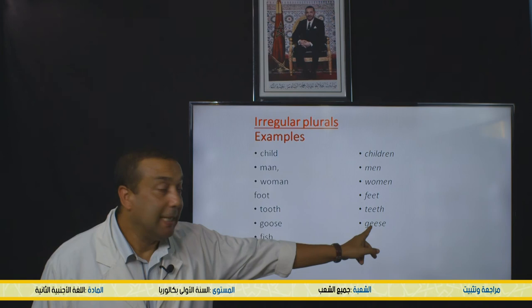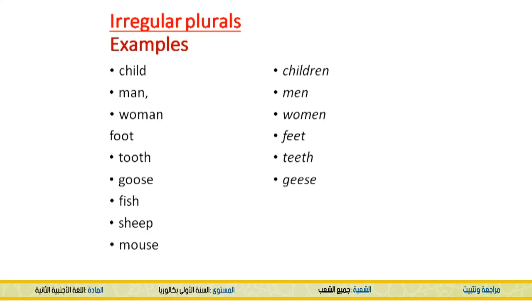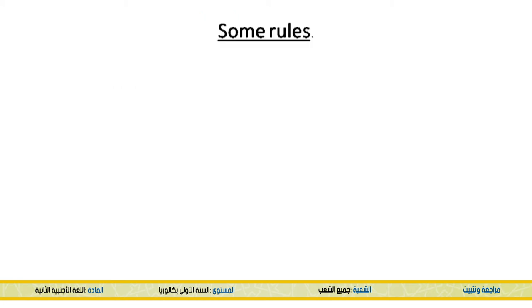Goose. Geese. Fish. Does not change. Fish. It remains the same. It's like sheep. Sheep. Mouse. Mice. So these are called irregular plural forms because they do not take an S. They have different forms. Some rules.